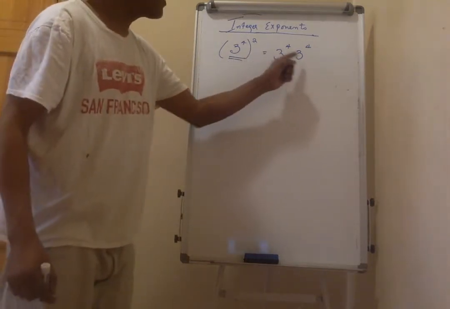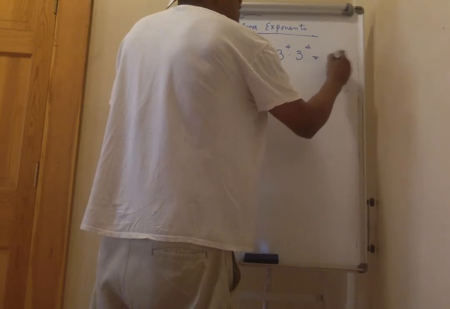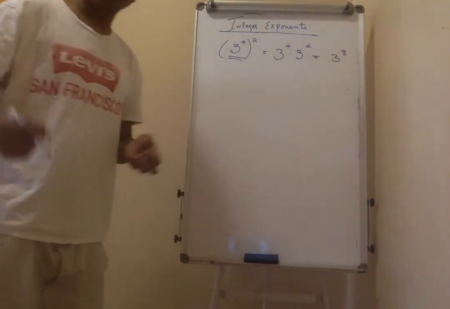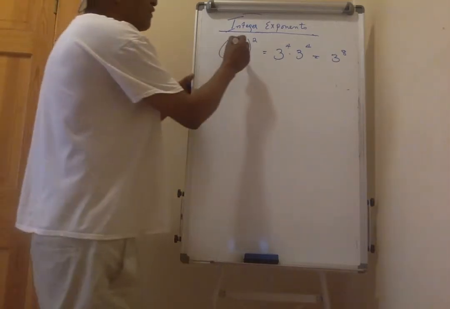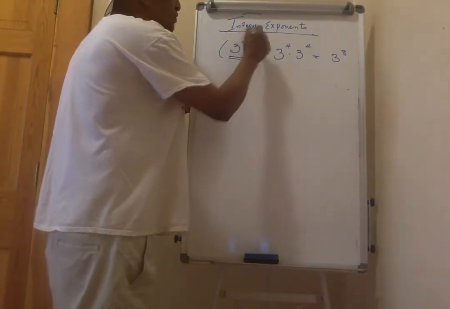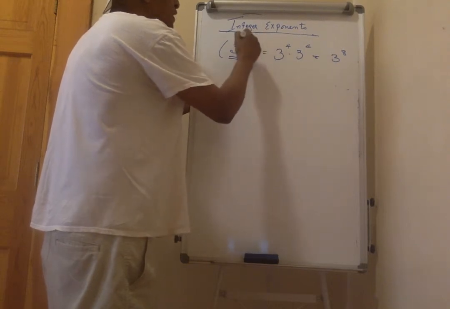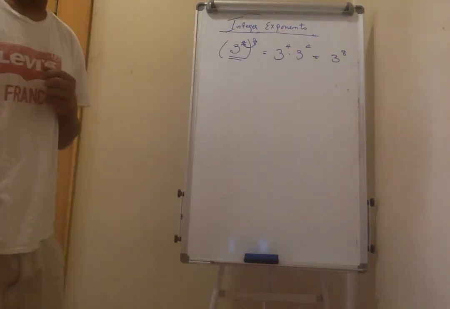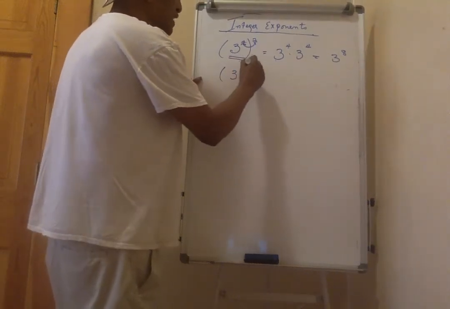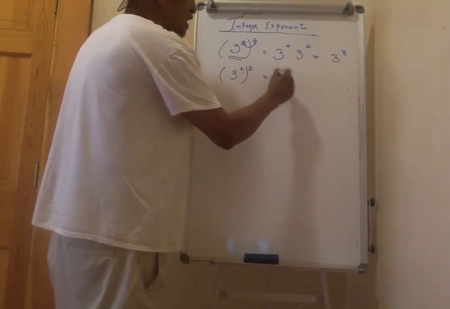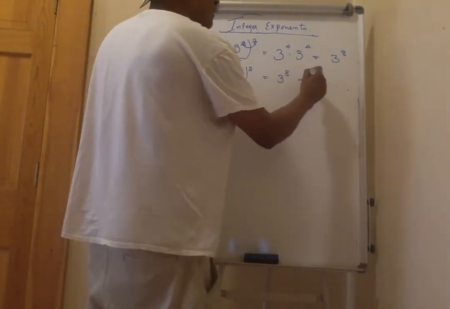Now, because the base is the same, we can add the exponents, which is 3 to the 8th, using the product rule. But we don't have to use the product rule. If 3 to the 4th is raised to the 2nd, it's much easier to multiply 4 by 2. So 3 to the 4th to the 2nd, multiplied, gives you 3 to the 8th. This is what we call the power rule.